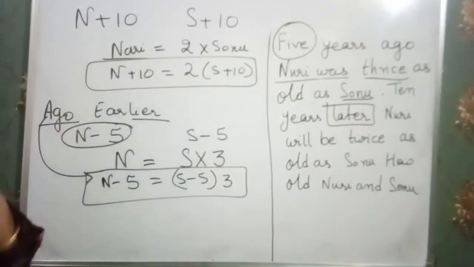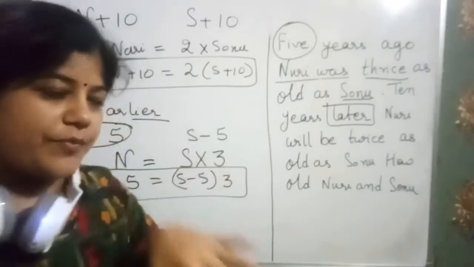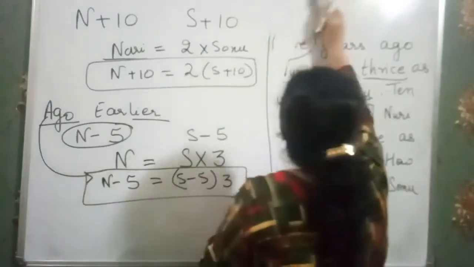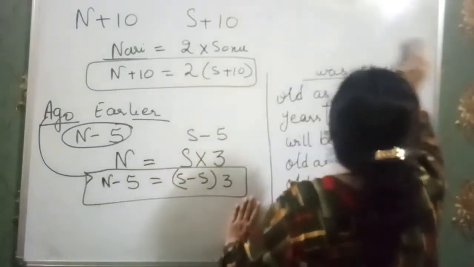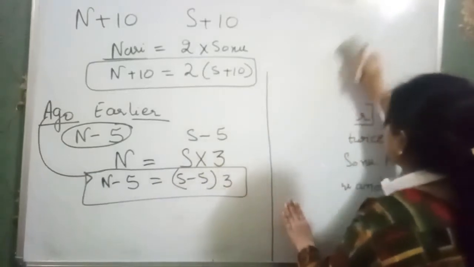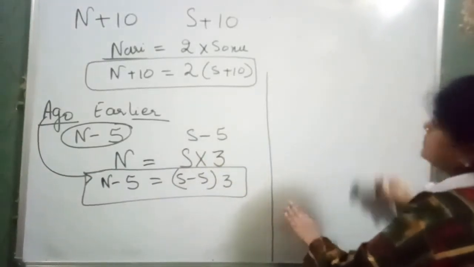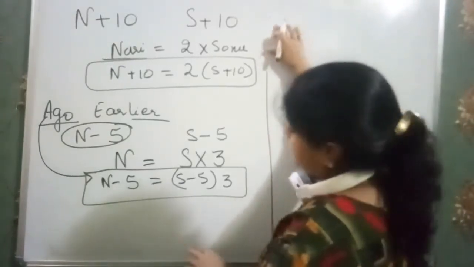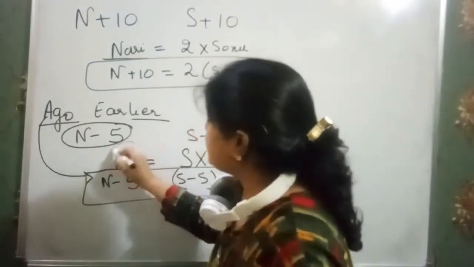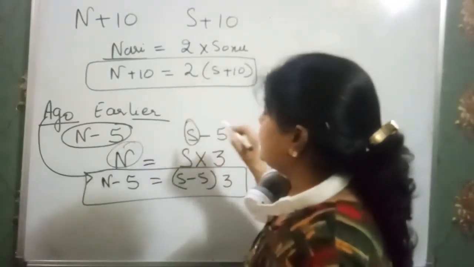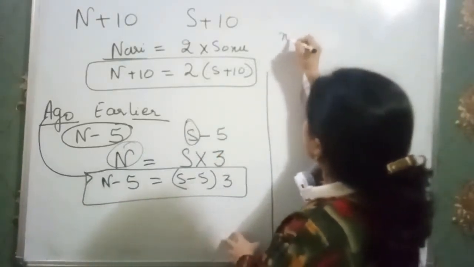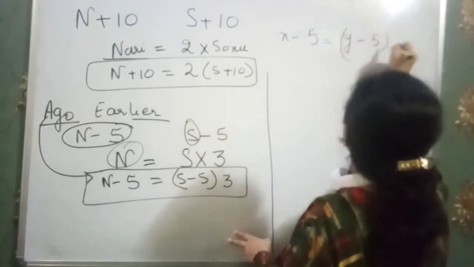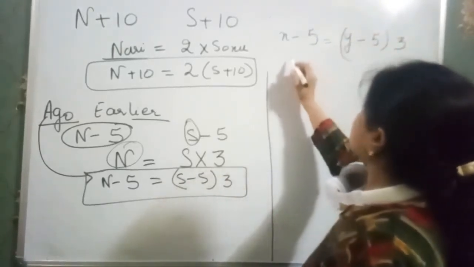Understand? If you are not able to understand, just repeat this video again from this question and listen thoroughly, and I am sure that you can get the clue which I want to explain to you. Now I am going to solve the equations which we got here. In place of n, that is x. For Noori we write x, and for Sonu we write y. So x minus 5 is equal to y minus 5 into 3. This is the first equation.